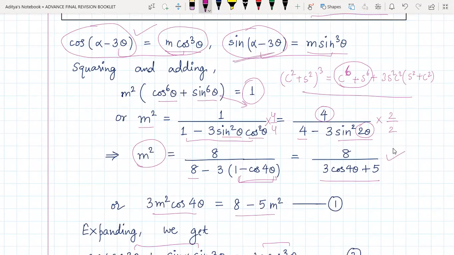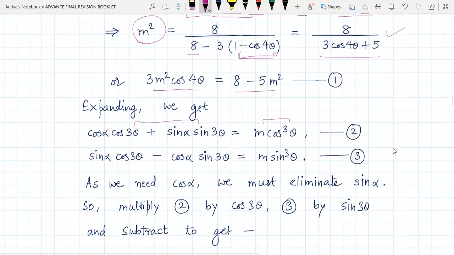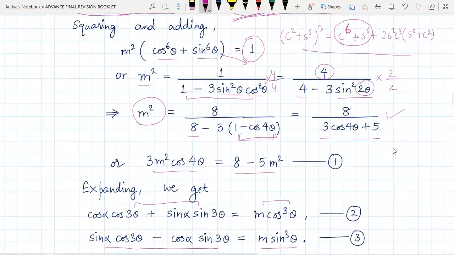And if we expand this also, what do we get? Sine alpha cos 3 theta minus sine 3 theta cos alpha is equal to m sine cube theta. These we are calling as equations number 2 and 3. Now comes the most important part, and probably the trickiest part as well of this entire question.